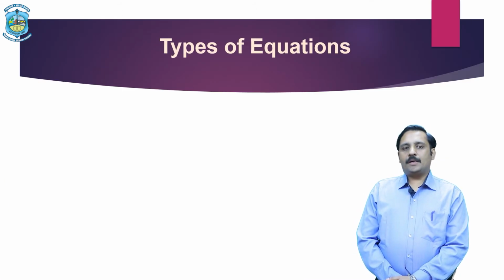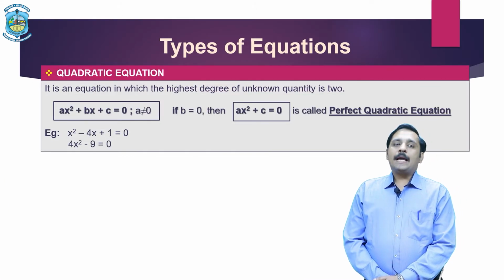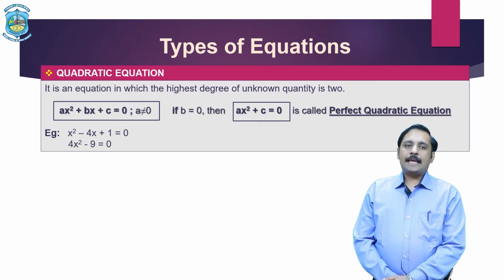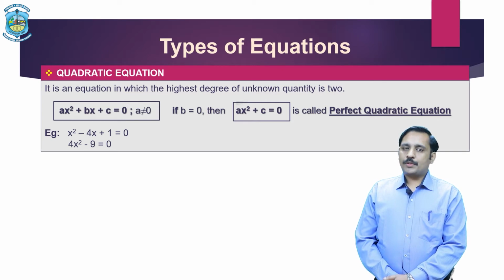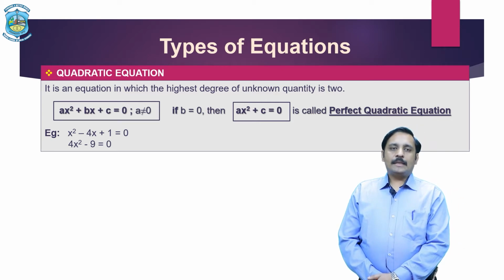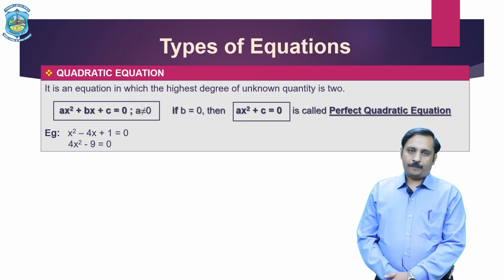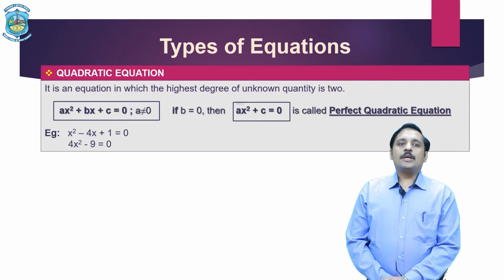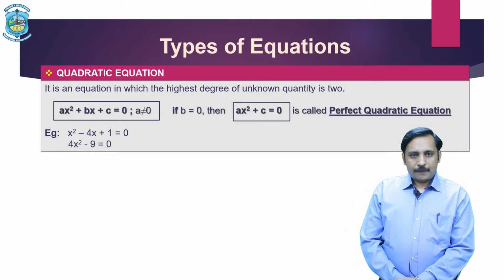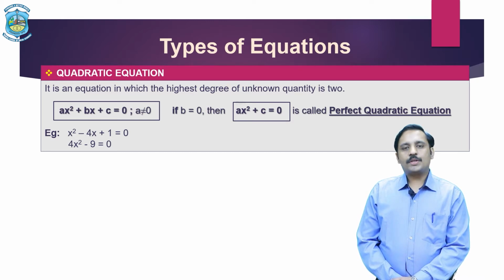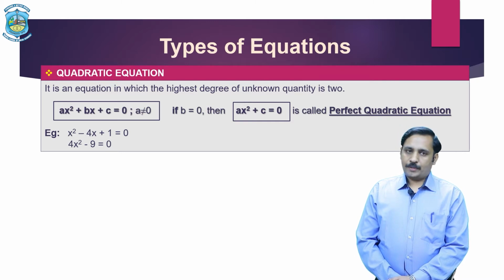The next type of equation we learn is the quadratic equation. A quadratic equation is an equation in which the highest degree of the unknown quantity is 2. It has a general structure ax square plus bx plus c is equal to 0, where this a is not equal to 0, because if the a part is 0, then we are only left with bx plus c, which is not a quadratic but a linear equation. And this equation is called a complete quadratic equation. If the b part is equal to 0, we are left with ax square plus c is equal to 0, which is called a pure quadratic equation.